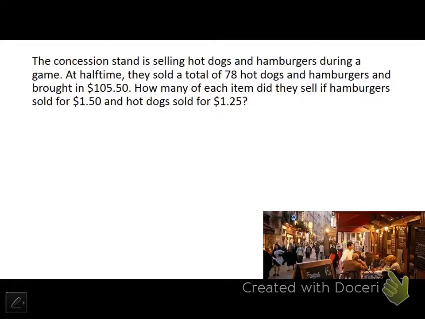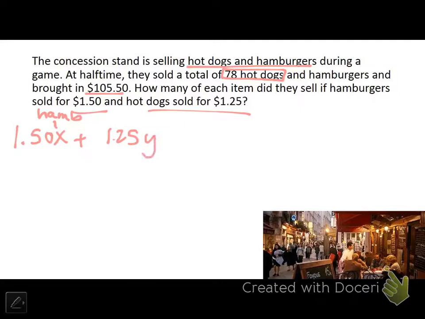The concession stand is selling hot dogs and hamburgers during a game. So it looks like at halftime they sold 78 hot dogs and hamburgers and brought in $105. Each item, hamburgers were sold for $1.50 and hot dogs were sold for $1.25. So again, let's do $1.50x, x being hamburgers, and then hot dogs are $1.25y, so those are my hot dogs, and they sold them both for $105. Okay, now the total amount of hot dogs and hamburgers is 78. So if I add all of my hot dogs and all my hamburgers that are sitting there, there should be 78 of them. So we're just going to do x plus y equals 78.